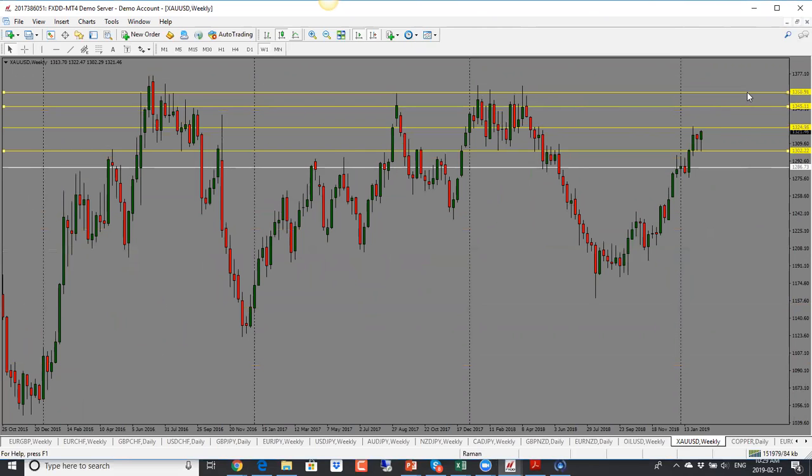135.45 will be the first target. And then if it goes through, 1360 is the second target. So with gold and Aussie, if gold keeps going up, Australian dollar is likely to keep going up as well because they are positively correlated here. So just keep that in mind.